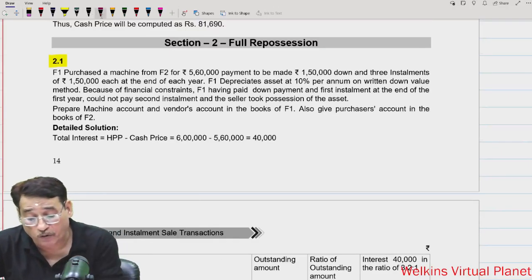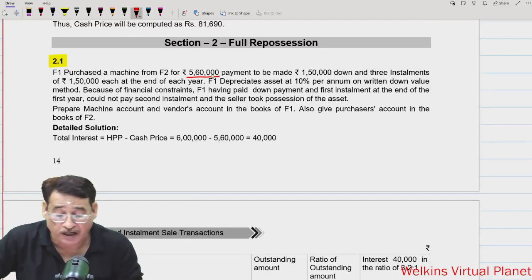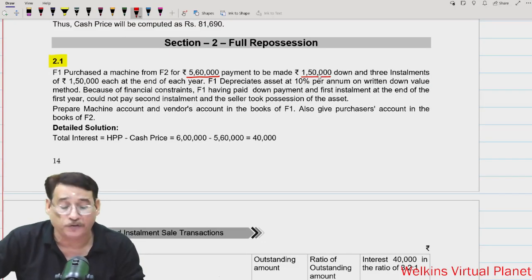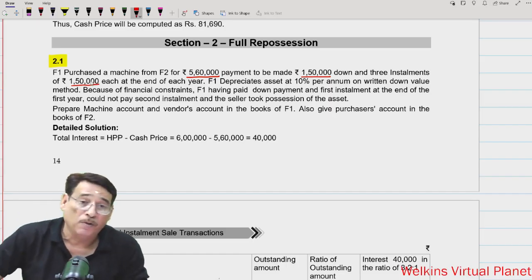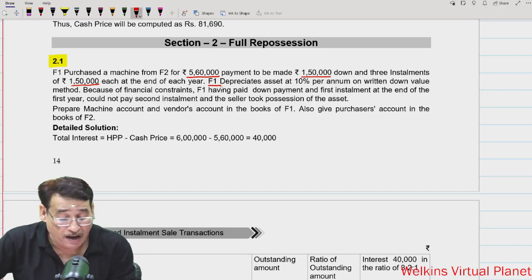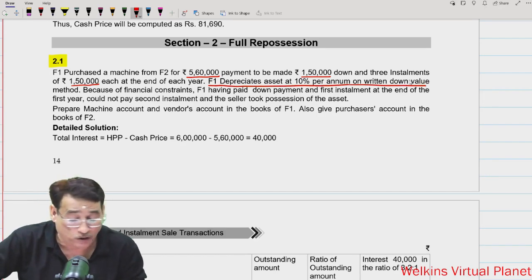In this particular question, it is given that F1 Limited purchased a machinery from F2 Limited for 5,60,000 and payment to be made 1,50,000 down and 3 installments of 1,50,000 each. F1 depreciates the asset at 10% per annum on written down value basis.